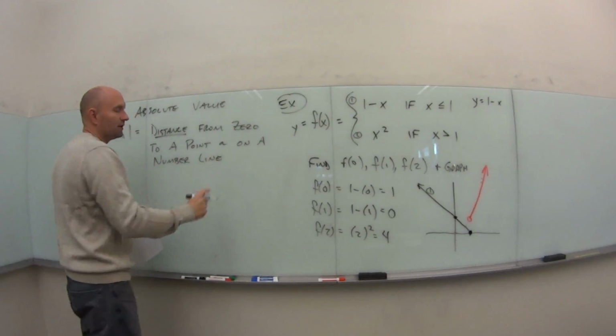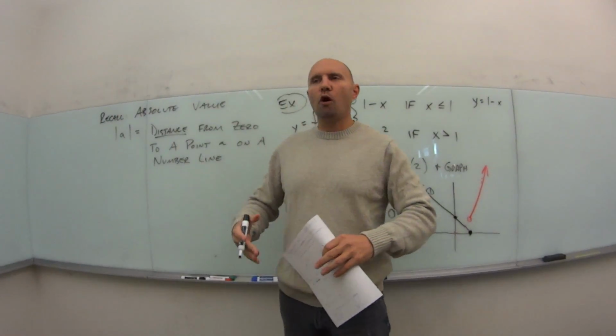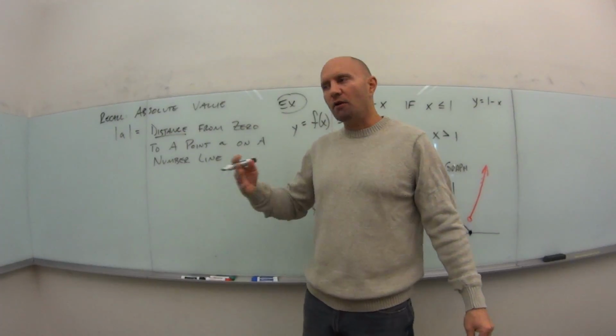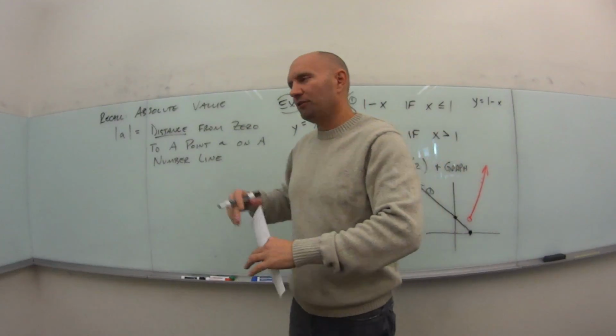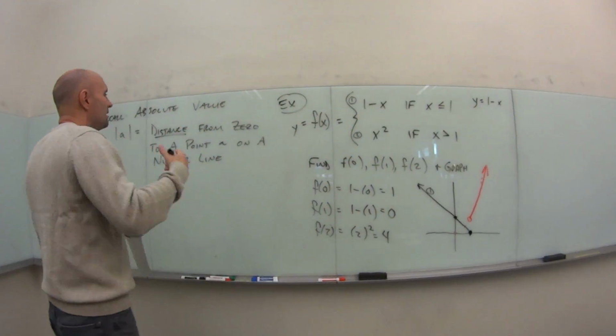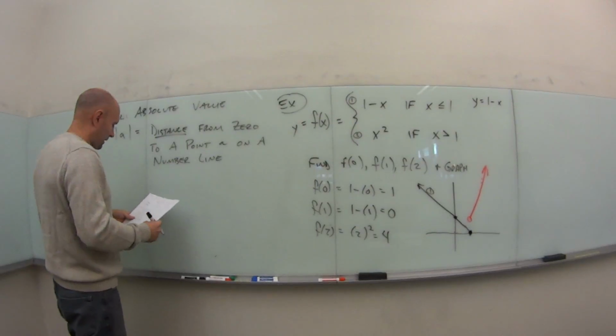So because it's distance, that means what? It's always a positive value. I can't say I walked -3 miles. No, I just walked 3 miles, but maybe it was to the left. Thus, the -3. But if we're talking about absolute value, we're talking about the net distance, and that would be a positive value.